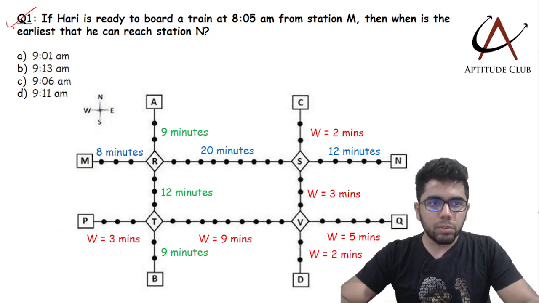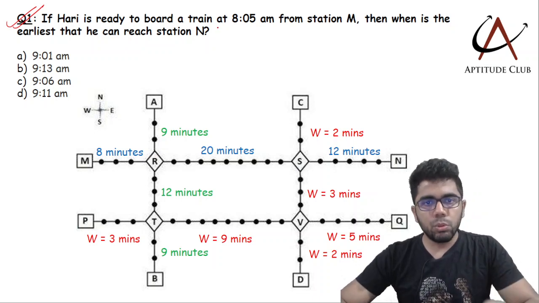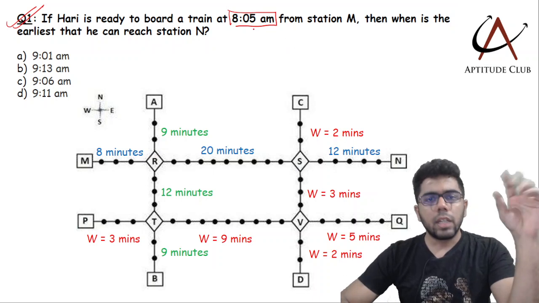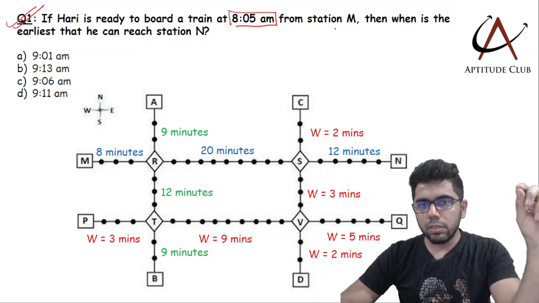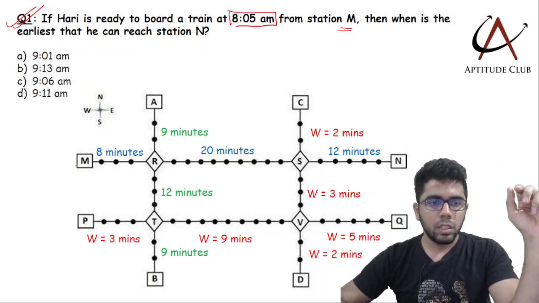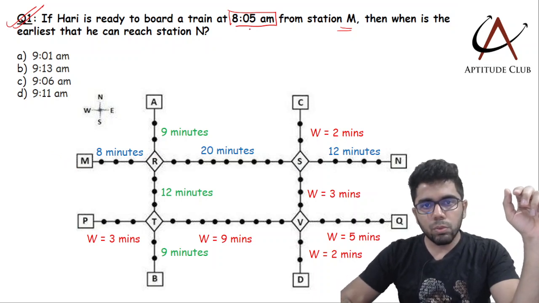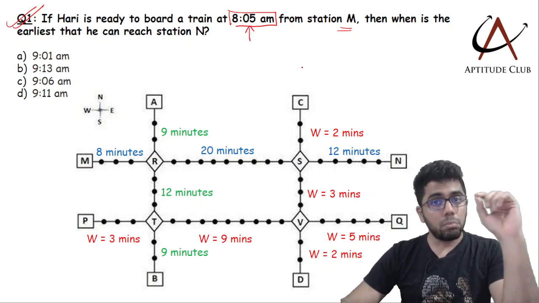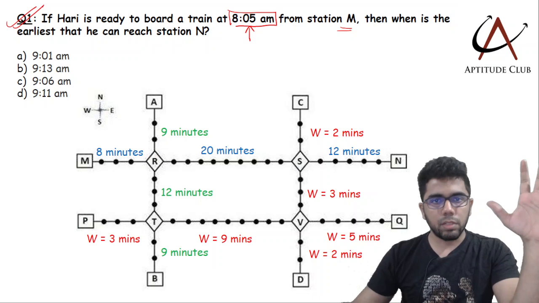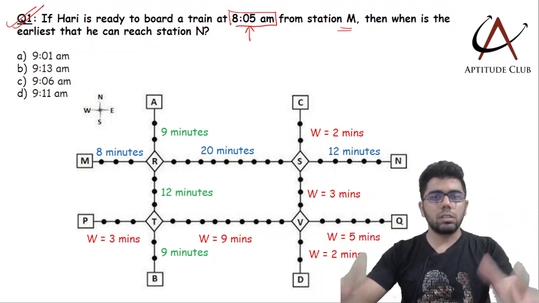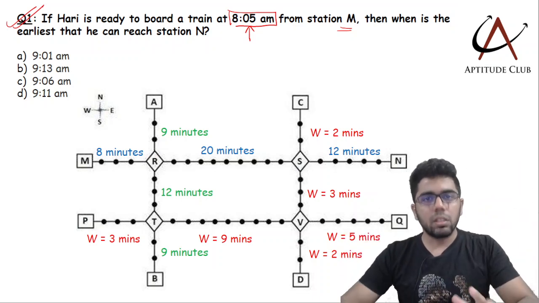First question, very good question. If Hari is ready to board the train at 8:05 a.m. Hari is a person ready to board the train at 8:05 from station M. यहाँ से 8:05 को वो बोर्ड करने के लिए तो रेडी है, बट इज देयर अ ट्रेन अवेलेबल एट 8:05? वो भी तो समझना है. He is ready, he is at the station ready to board the train, but is there a train available?